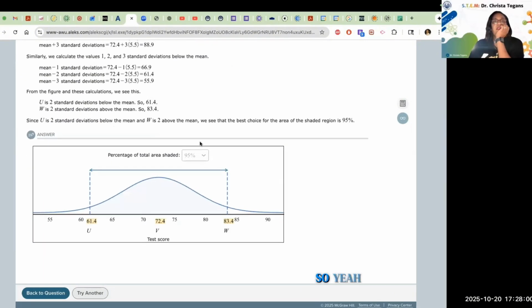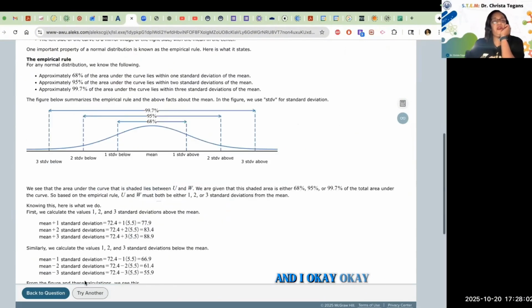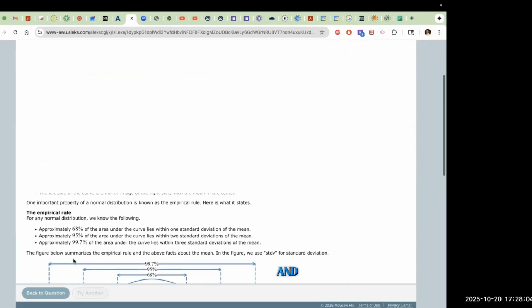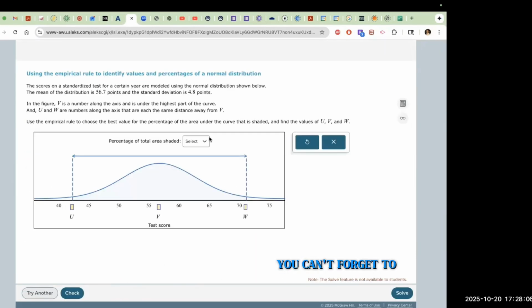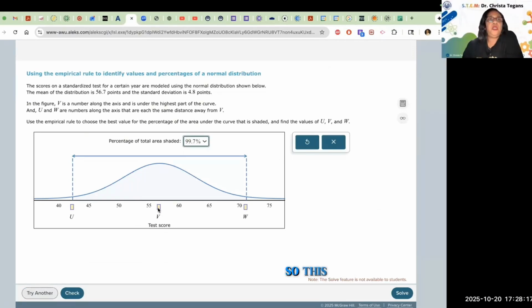See, it says shaded area now. Okay, let me try another. And the other thing is you can't forget to put your additional answers in the U, the W and the V, because then it won't take. It'll warn you. Okay, so this one is 56.7.